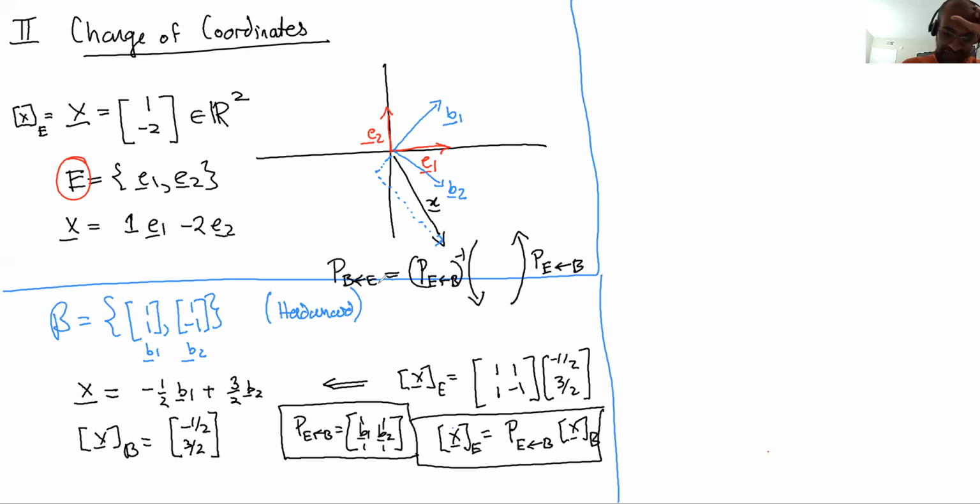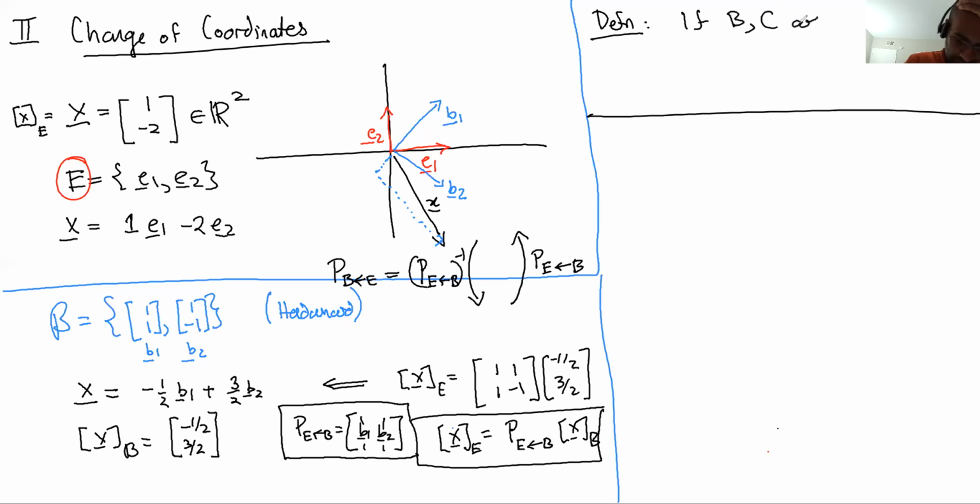Okay, so this is called a change of coordinates matrix. So, definition: if you have two bases of a vector space, or of Rn, let's say generally, so if B and C are bases of Rn, then P_{C←B} is the change of coordinates matrix.